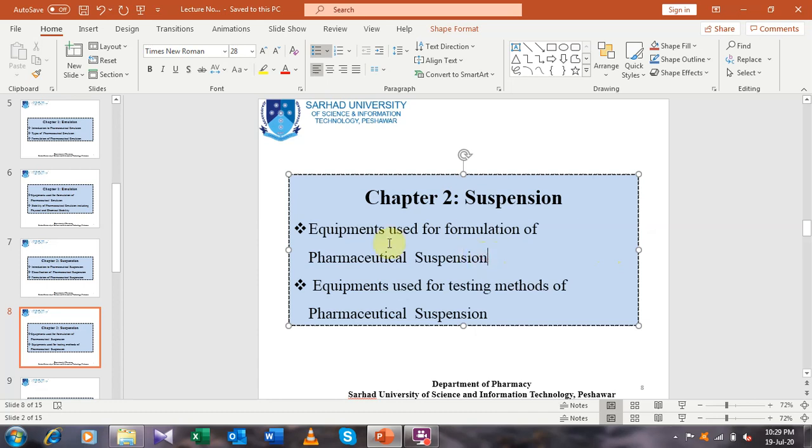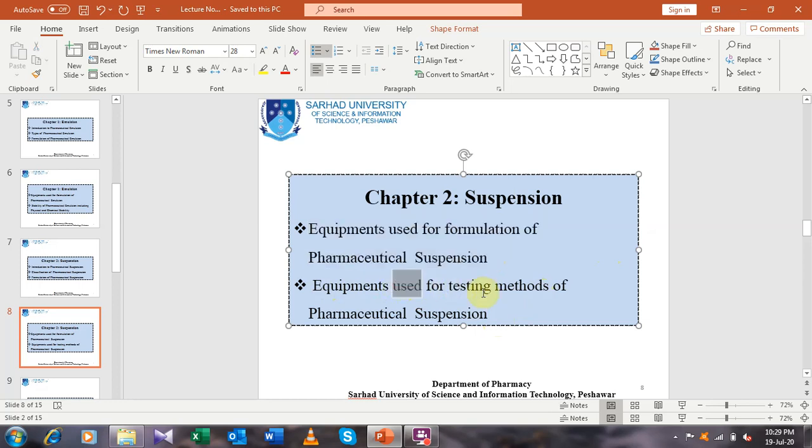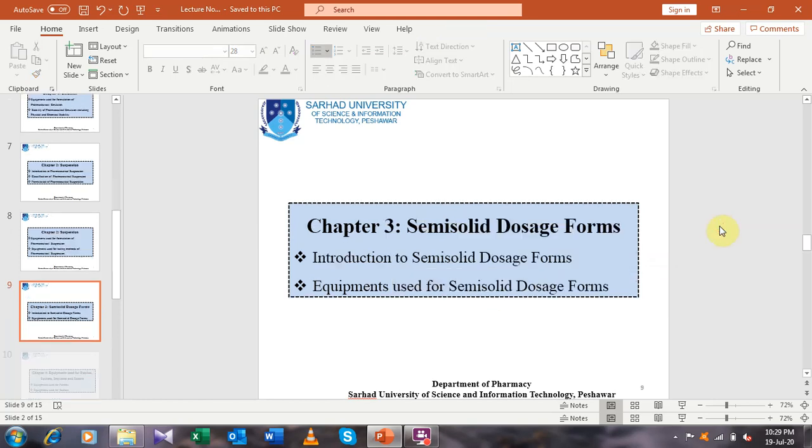There is a difference between these two topics. First one is equipment used for formulation of pharmaceutical suspension. The second one is the equipment used for testing methods. It is used in the testing or procedures for evaluation of pharmaceutical suspension.